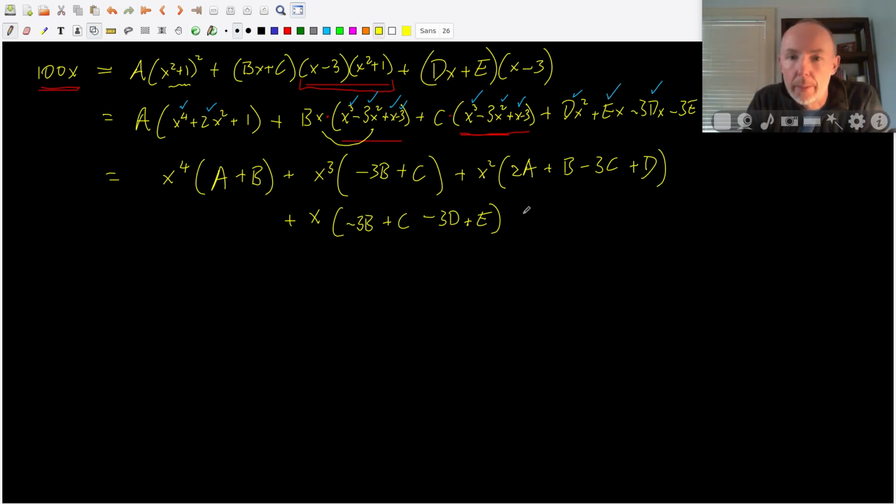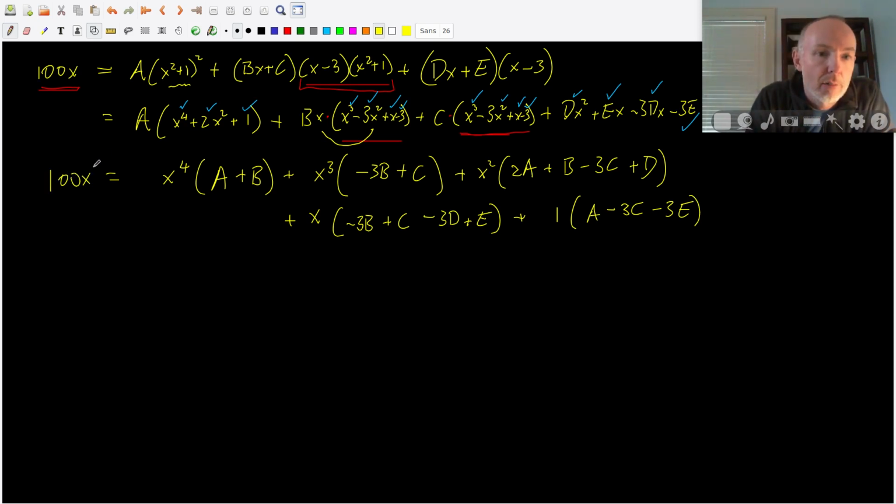The last one is just the constants, so just the multiples of 1. There's going to be a times 1 over here. In this term, I get minus 3 times c. That's coming from this term, so let's mark those off. That one, and then the last one is minus 3e. Is that right? Yeah, minus 3e. And all of that has to be 100x.